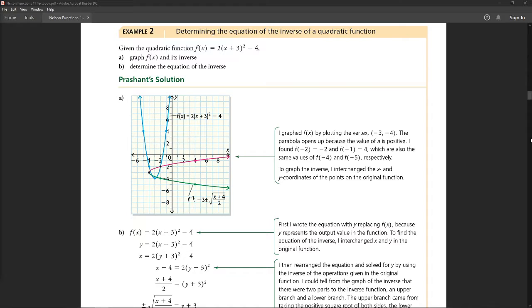The parabola opens up because the value of a is positive. I found f of -2 equals -2 and f of -1 equals 4. To graph the inverse, I interchange the x and the y coordinates of the points on the original function. Yep. Makes sense.